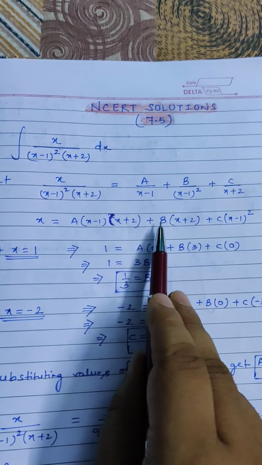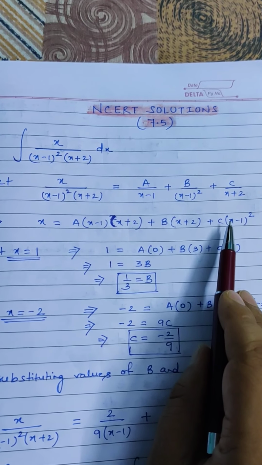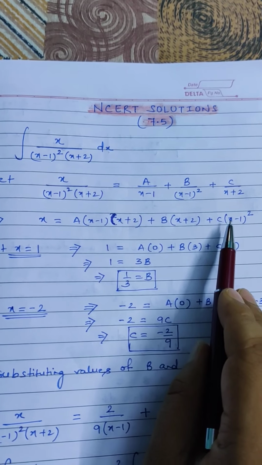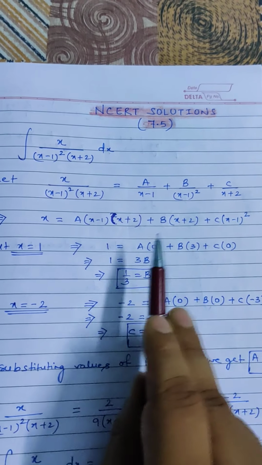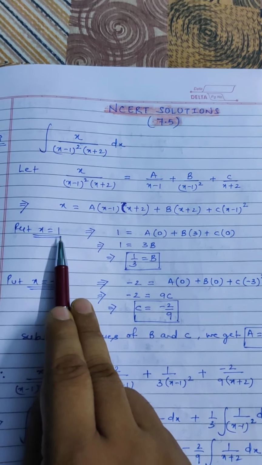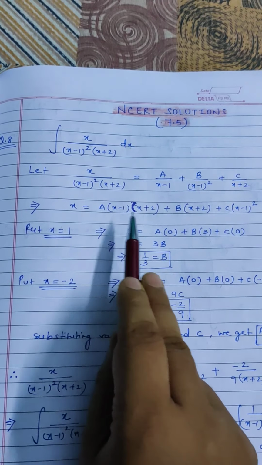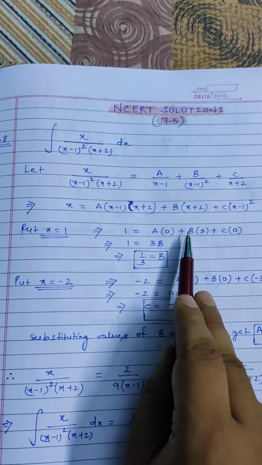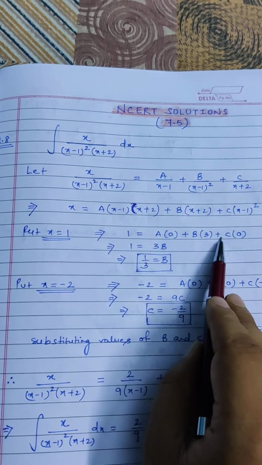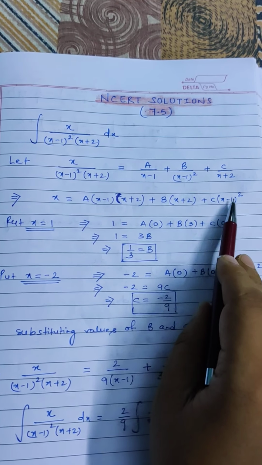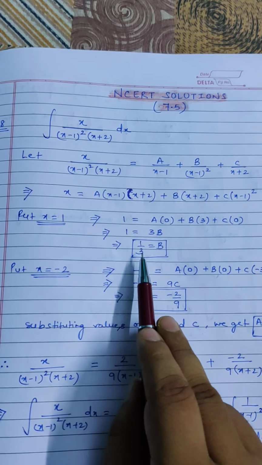Now, substituting some values and solving this by the hit and trial method, I will get the values of a, b and c. First I put x equal to 1. I got 1 equal to a multiplied by 0, since 1 minus 1 is 0, plus b multiplied by 3, since 1 plus 2 is 3, plus c multiplied by 0, since 1 minus 1 is 0. Now solving this, I got b equal to 1 by 3.